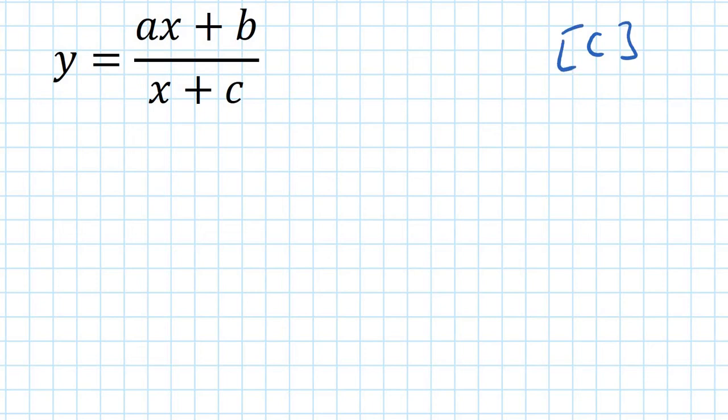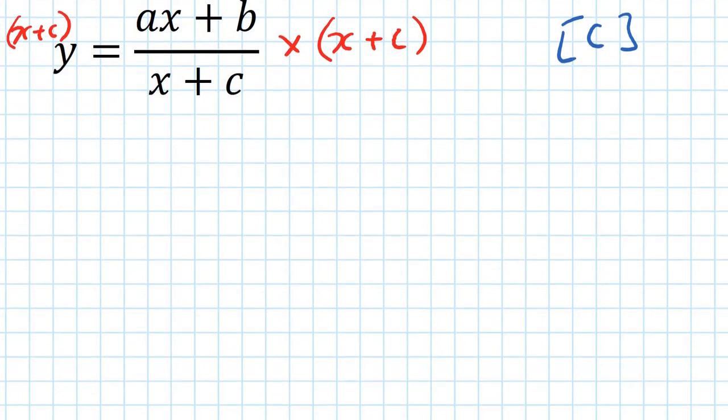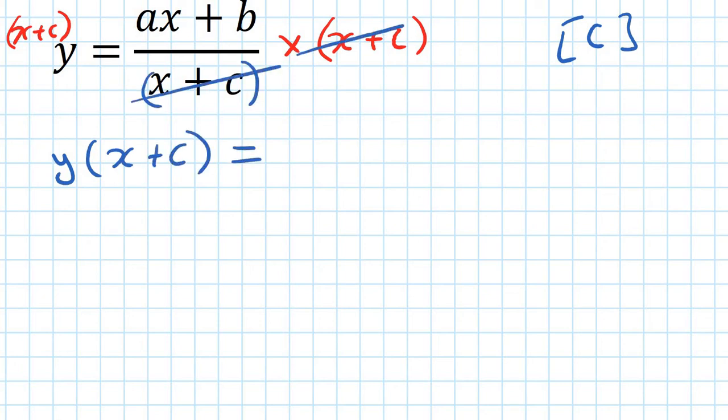So step number one, I get rid of the bottom first, of course. The c down the bottom, I have to bring it up. So I times both sides by x plus c. More than one term, remember, open close bracket. So times by x plus c. There you go. So this means y times (x plus c). I can put y in front or behind the bracket, it doesn't matter. So y(x plus c) is equal to, of course, this one cancels out, so left with ax plus b.